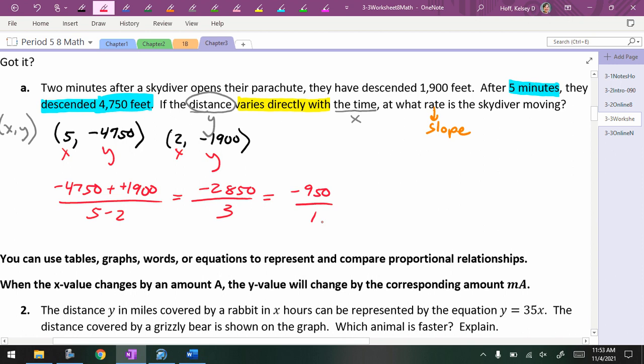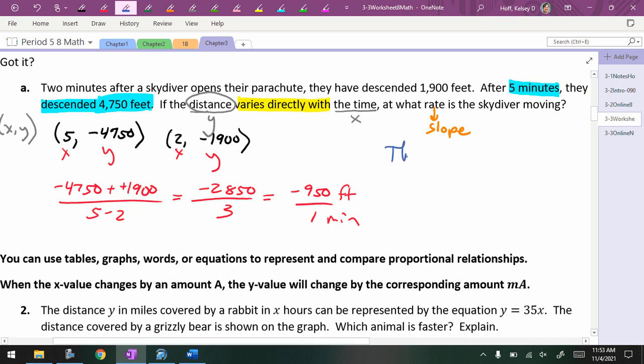Check my math. I got negative 950 over 1. Is that right? Okay. What label goes with that negative 950? Feet. What label goes with my 1? Minute. So it says, at what rate is the skydiver moving? How can I have a negative 950 feet?